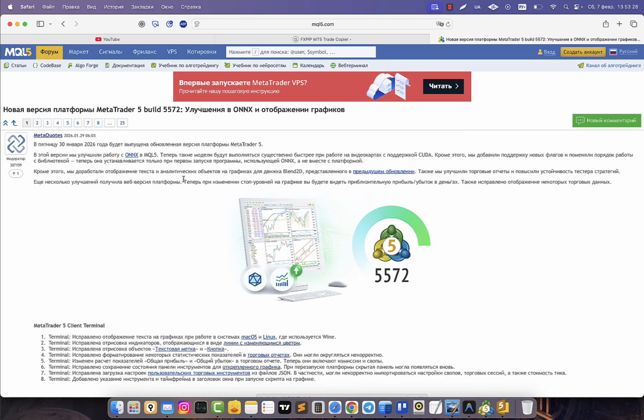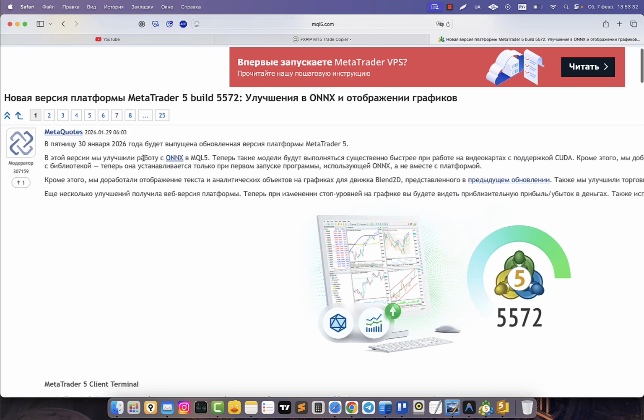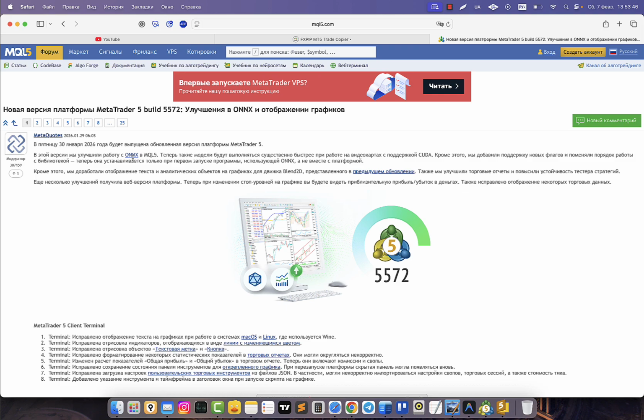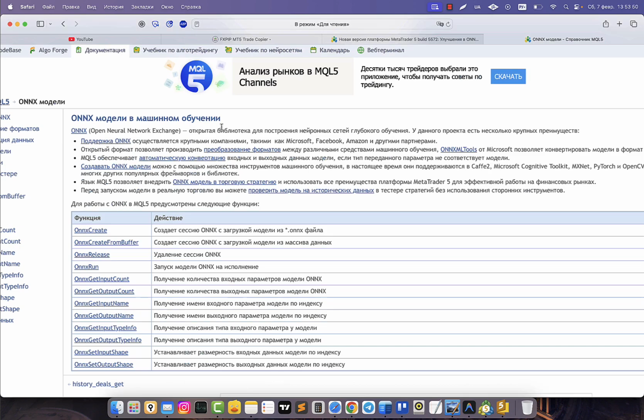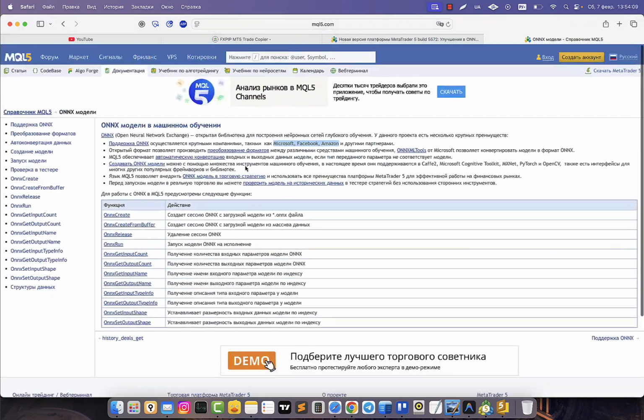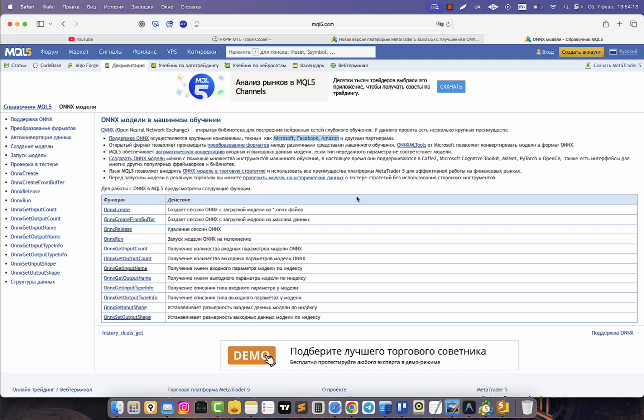Also interesting that in the last build of MetaTrader they have added ONNX. This is machine learning stuff. It's supported by Microsoft, Facebook, Amazon. They use it and they update the database and libraries. It's interesting. I didn't know that MetaQuotes supports such libraries. The most important part, you don't need to connect any Python to MetaTrader. It can be used directly in MQL, no need to connect any other programming stuff.